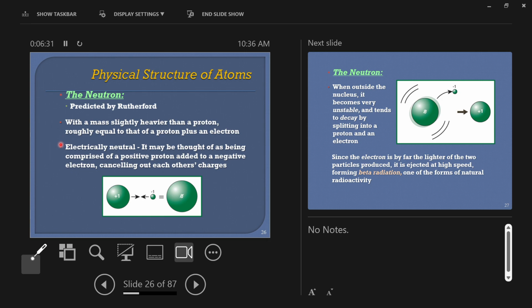It doesn't play well in electric and magnetic fields, but it's electrically neutral, and it can be thought of as being a proton-electron pair. Interestingly, there's actually one other little particle that we're hiding from you called an antineutrino. There's a whole bunch of particles that we're not talking to you about, and there's another particle locked up in here called an antineutrino. But just so you know, there's always another level down, okay?